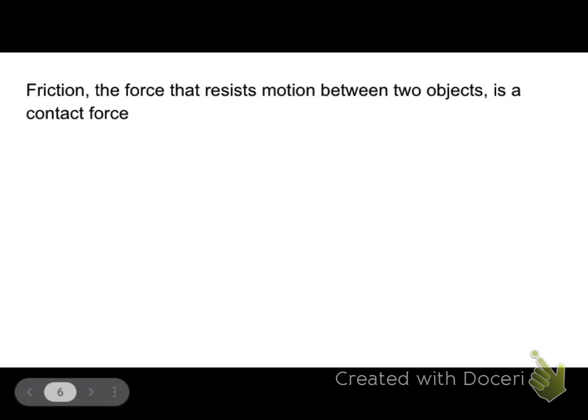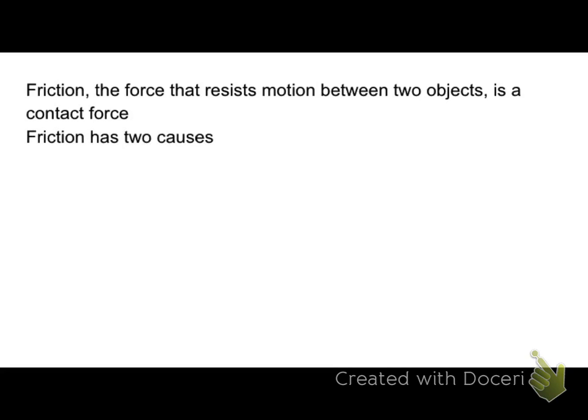Let's talk then about friction. Friction is the force that resists motion between two objects. And because it's resisting motion between two objects that are touching each other, it is a contact force.